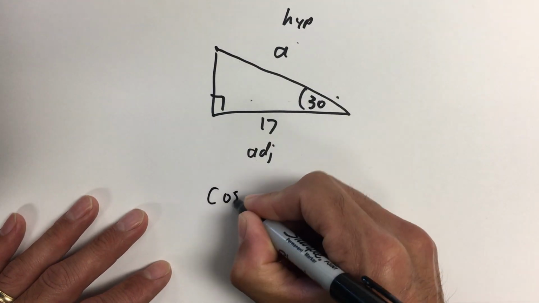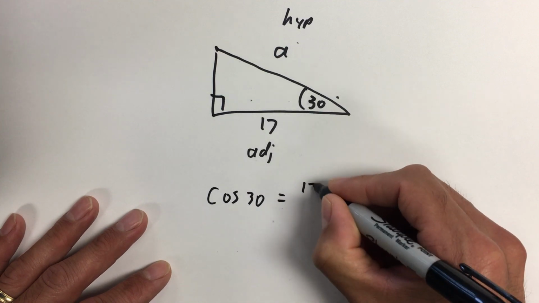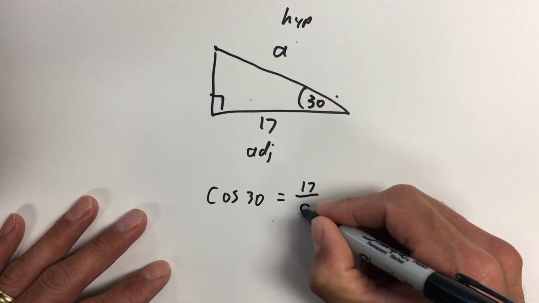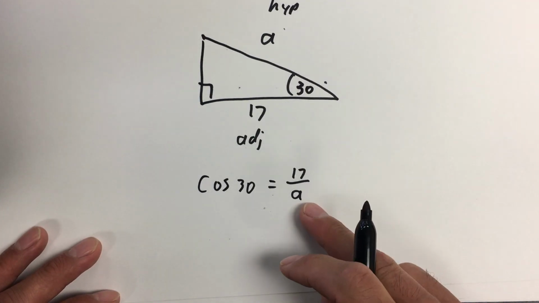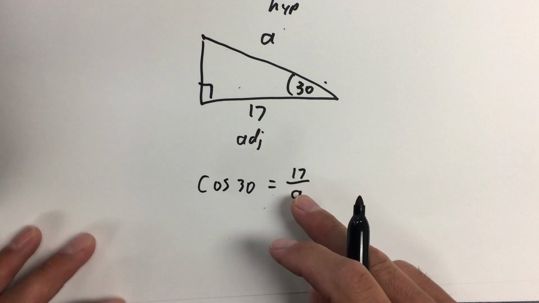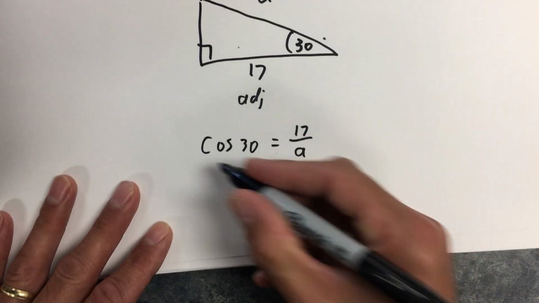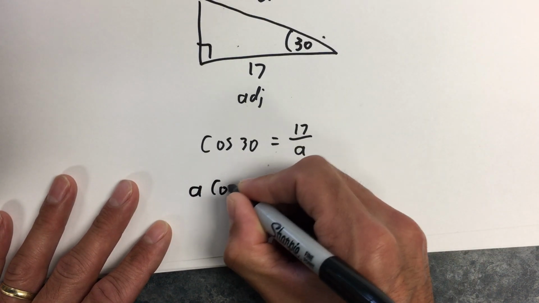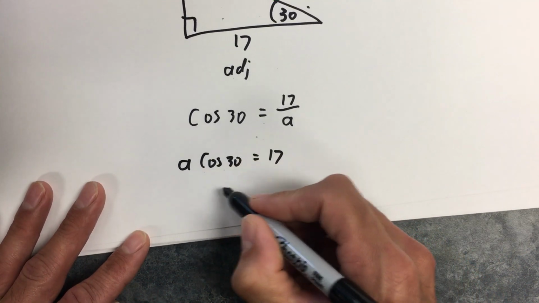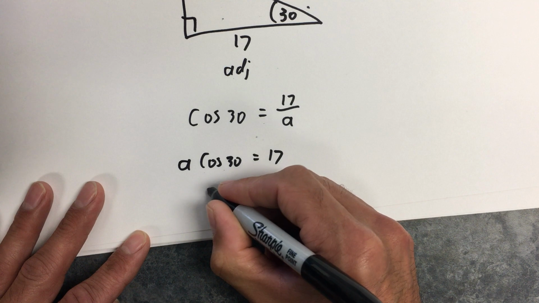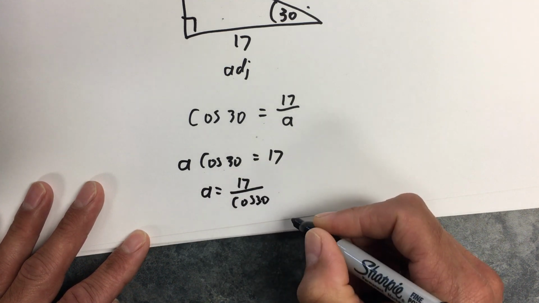So I'll go ahead and write down that the cosine of 30 degrees is adjacent, which is 17, over the hypotenuse, which I've labeled A. The reason why people often get these wrong when they start is the variable you're looking for is on the bottom. You got to do an extra step here. Multiply both sides by that variable. So I'll end up with A times the cosine of 30 is equal to 17, and then divide both sides by the cosine of 30. So A is 17 divided by the cosine of 30.